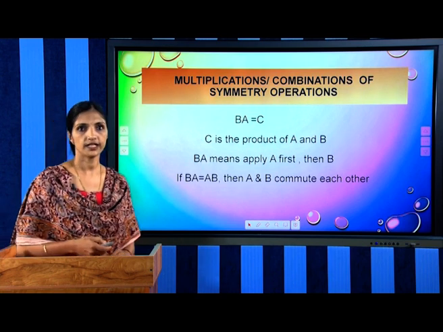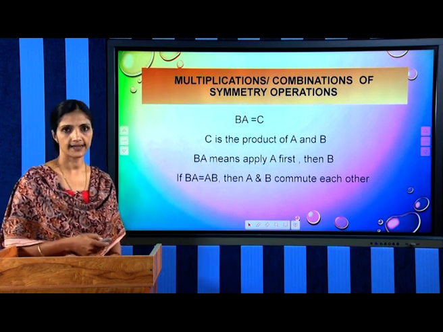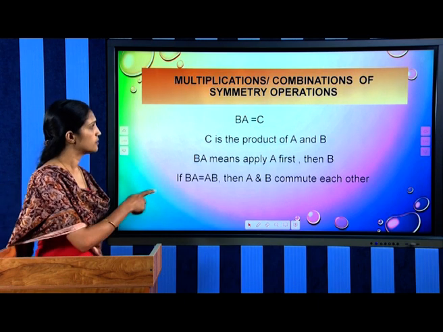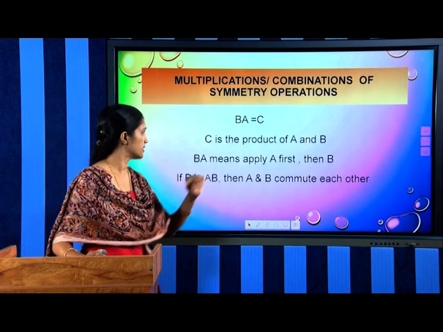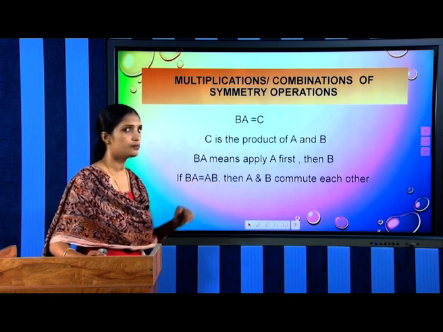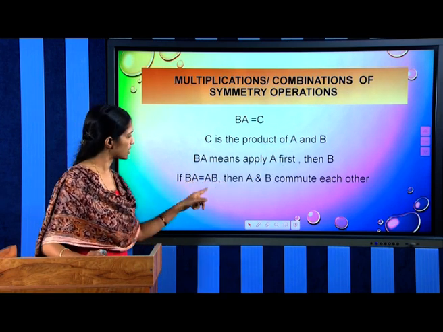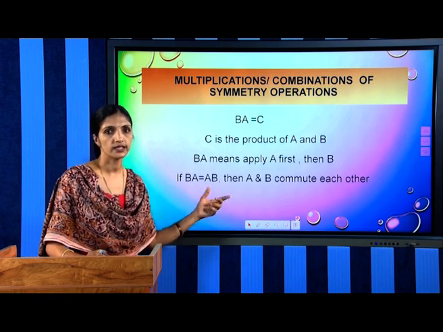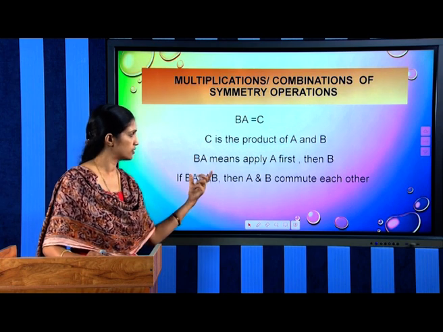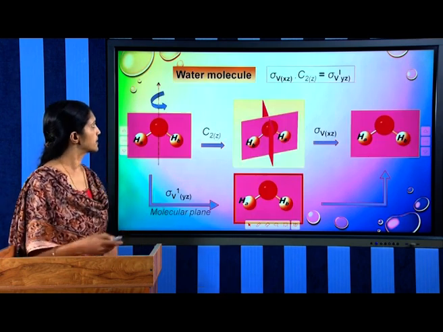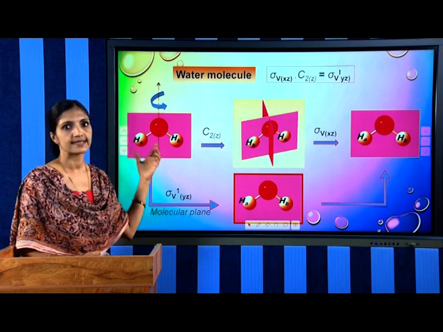Let A and B be two operations such that BA is equal to C, then C is the product of A and B. BA means apply A first and then B. If BA is equal to AB, then we say that both operators commute with each other, or both operations commute with each other. Let us look at an example.